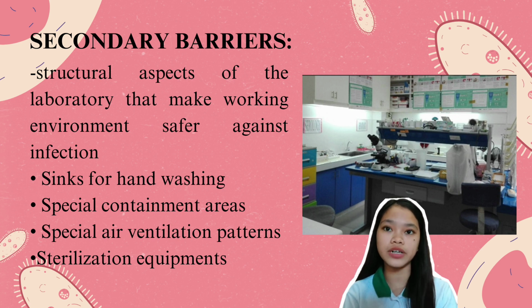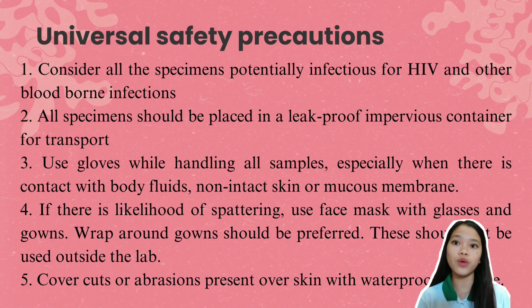So, what are the universal safety precautions? Number 1. Consider all specimens potentially infectious for HIV and other bloodborne infections. Number 2. All specimens should be placed in a leak-proof, impervious container for transport. Number 3. Use gloves while handling all samples, especially when there is contact with body fluids, non-intact skin or mucous membrane.